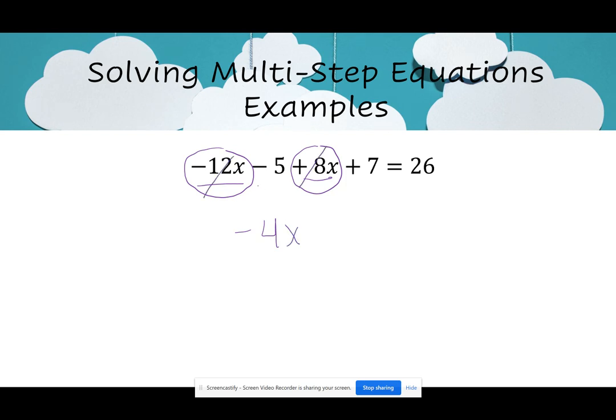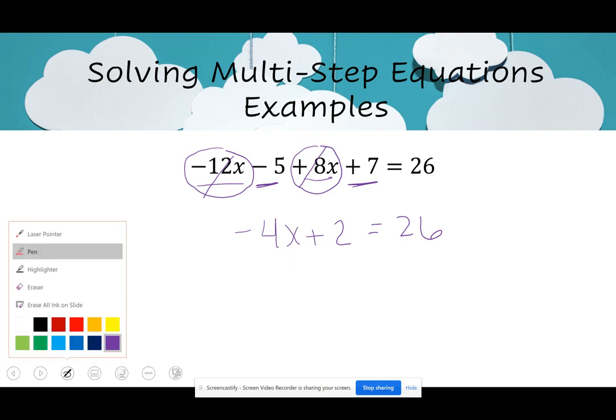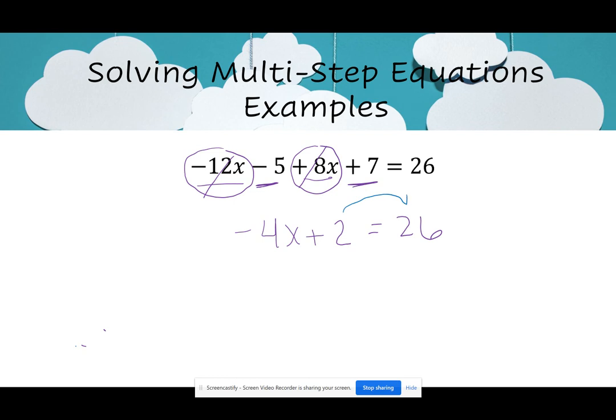And now those are done. Then we have negative 5 plus 7 is plus 2. And just copy everything else down. Next, you add or subtract to get variables to one side and constants to the other. So since this variable is here, I am going to move this 2 to the other side. So to do that, we talked about how we undo addition by subtracting. So we're going to subtract from both sides.